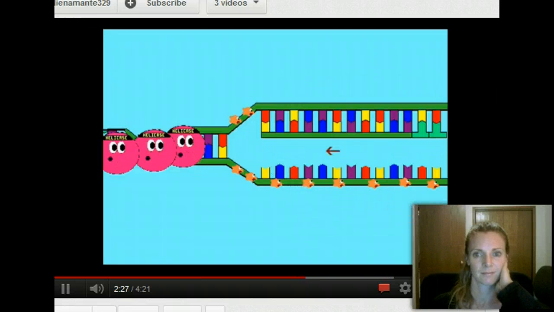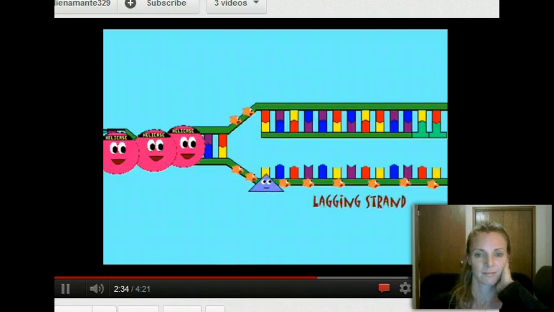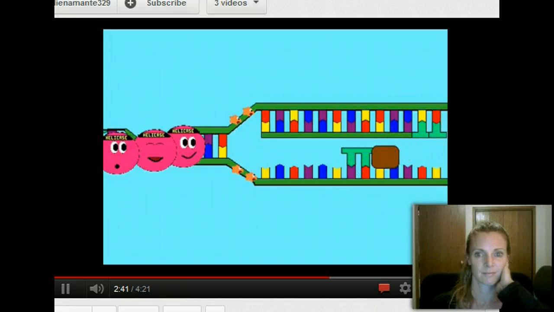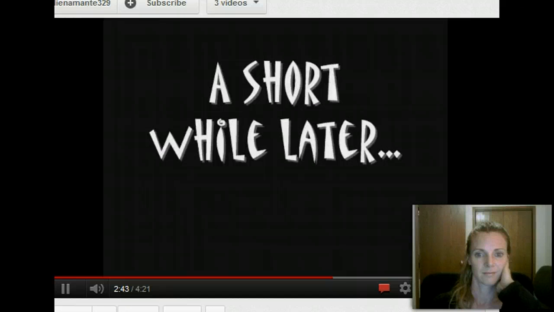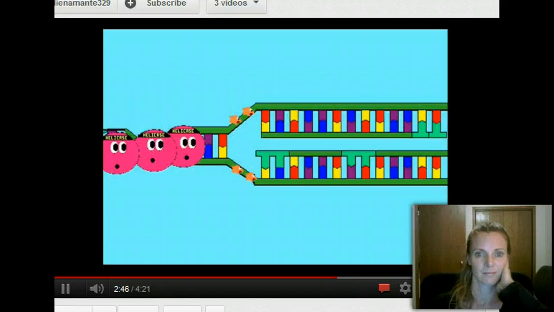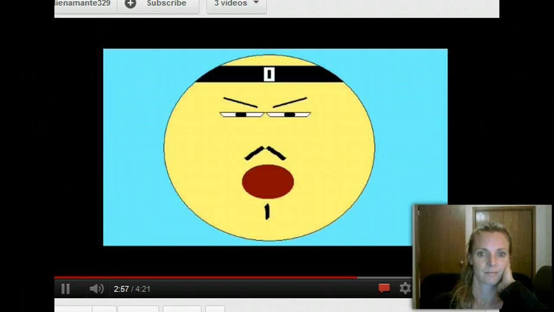On the leading strand, nucleotides can be added continuously. The process is different from the lagging strand. First, on the lagging strand, primase removes the single strand binding protein, and adds the RNA primer. DNA polymerase III adds nucleotides to the 3' end of the RNA primer. These short segments are called Okazaki fragments.